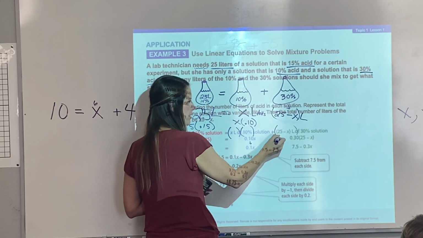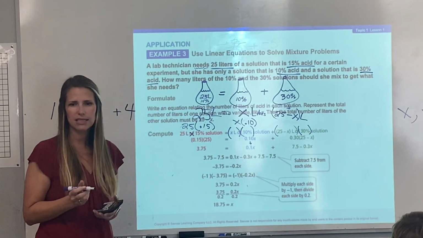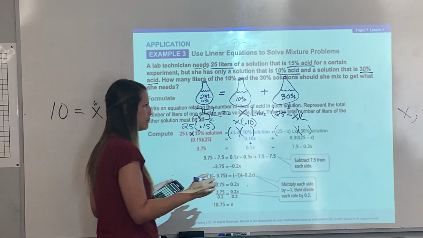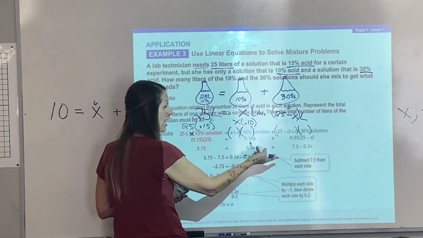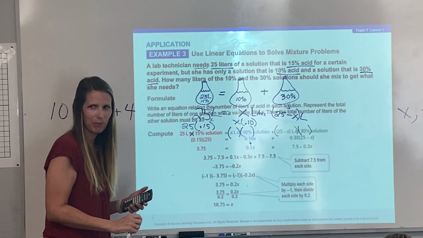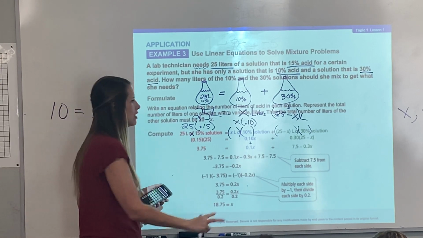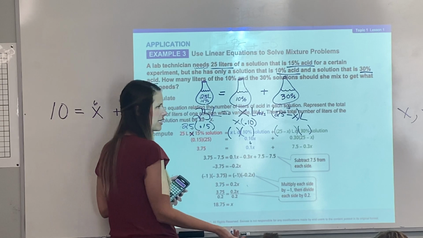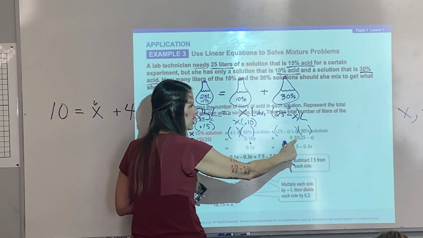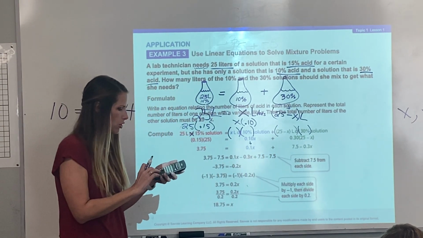Multiplied by 30%. What is 30% as a decimal? 0.3. 0.3 or 0.30? Yep. And look, they used commutative again. Why do you think they used commutative here? Because they want to distribute, and I love it. So they just flipped these, commutative property of multiplication, and now we're going to distribute our 0.3 to our 25 and our negative x. And if you want to use your calculator, that's fine.